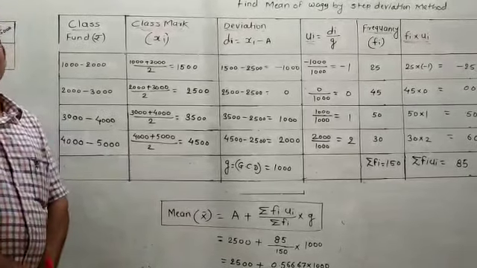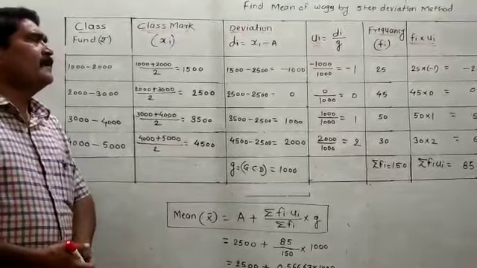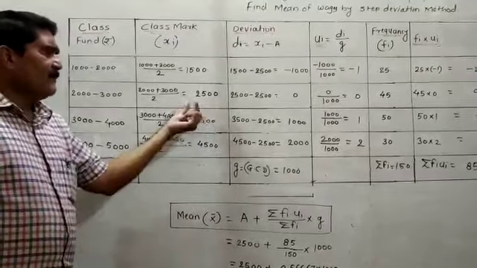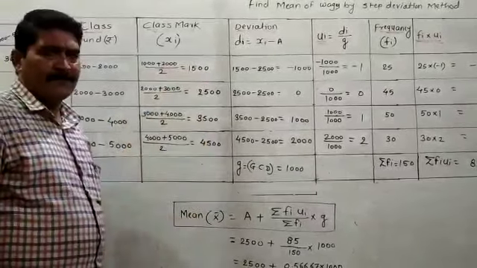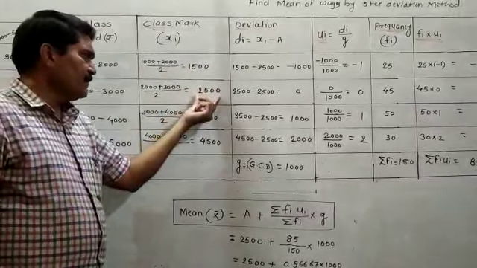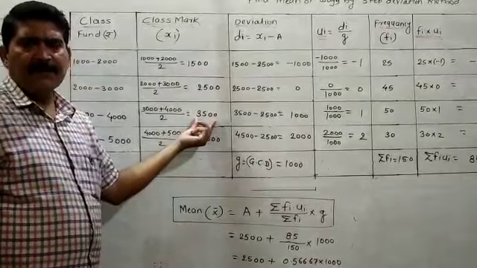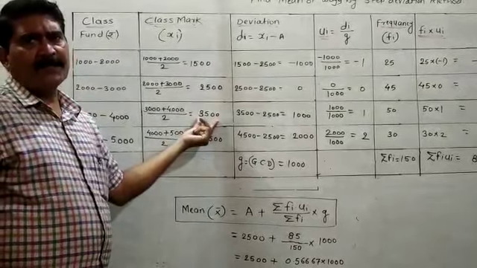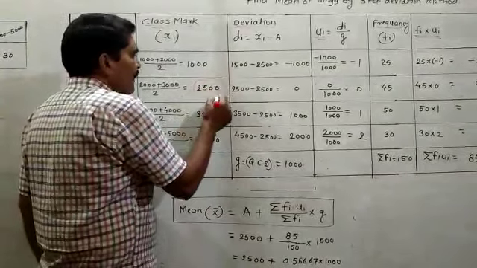From the class marks you have to assume A. For assuming A, you have to find the middle class mark. Here a middle class mark is not there because the total number of class marks is 4. So you can consider this 2500 as A, otherwise you can consider this 3500 as A. Either one can be considered as A and you do the calculation. I will consider 2500 as A.